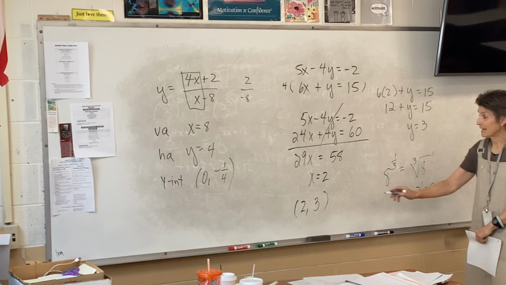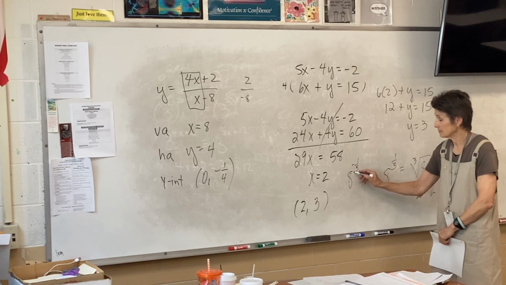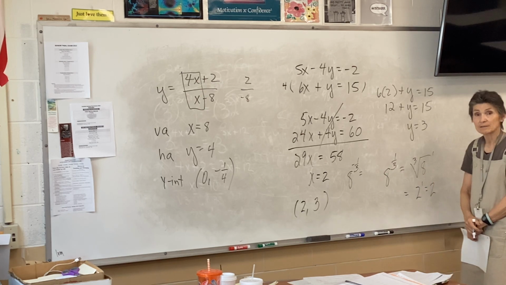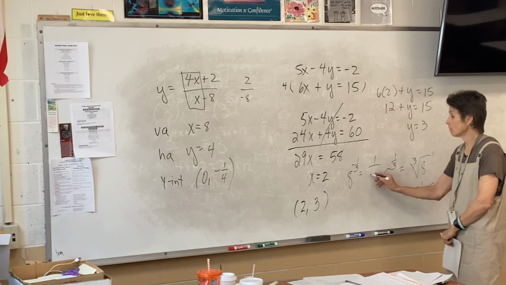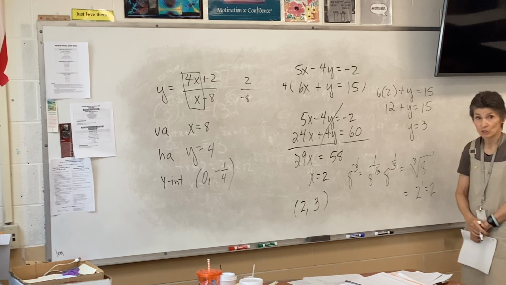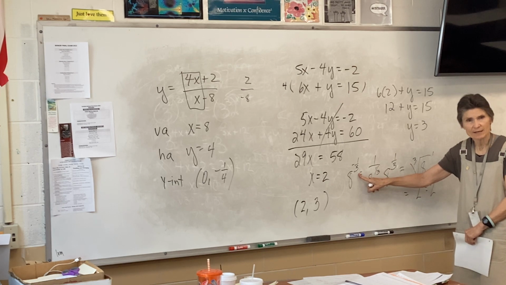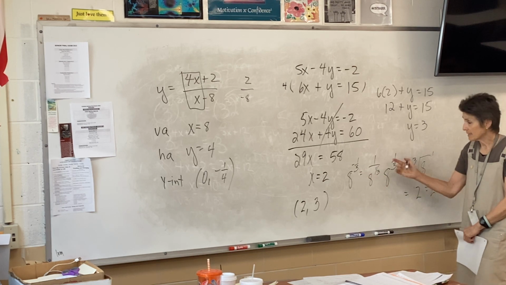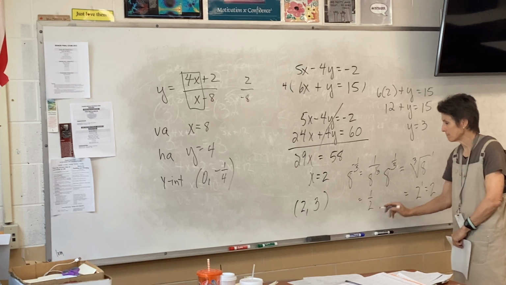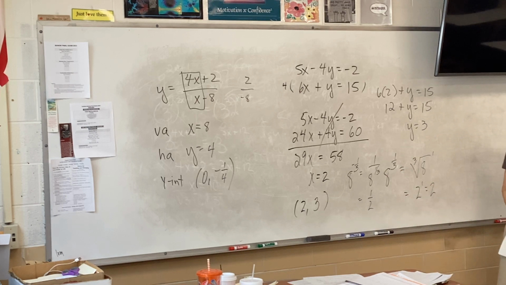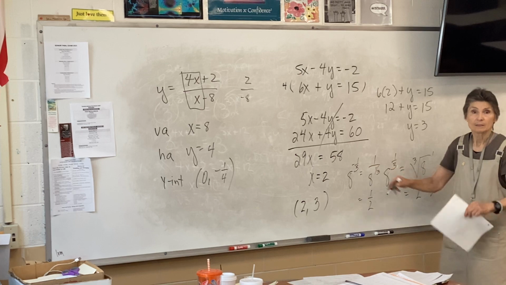Now, if that had been 8 to the negative 1/3, I would do everything exactly the same, except 1 over 8 to the 1/3. I would have to start by making it 1 over, because that's what we do with negative exponents. And then everything would be the same. So this would end up being 1 over 2, because of the negative exponent.